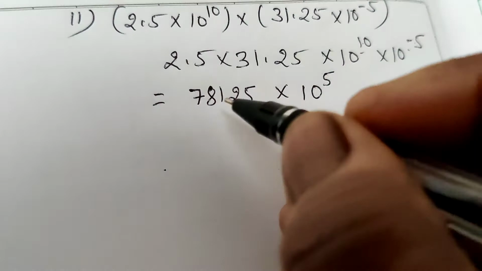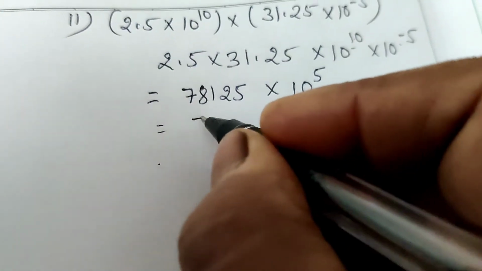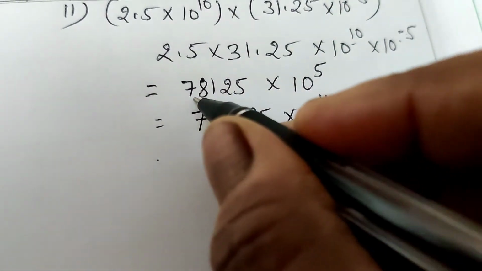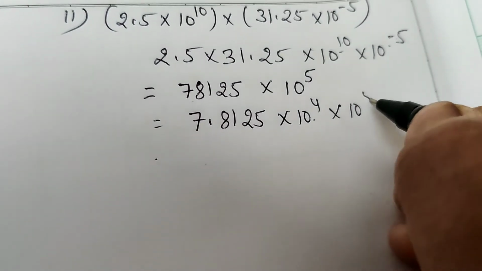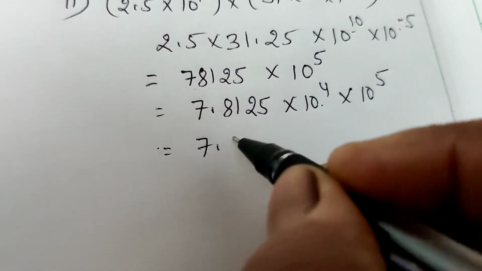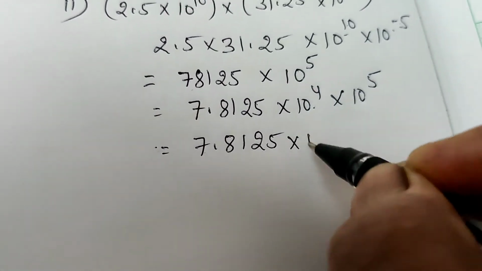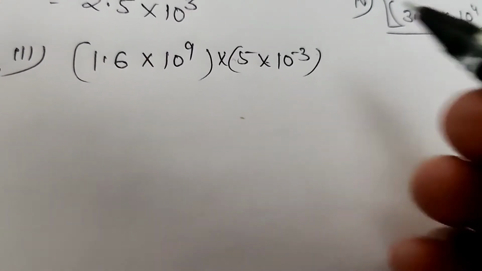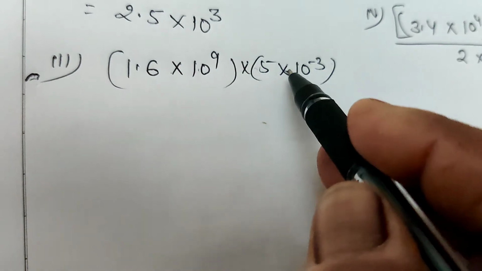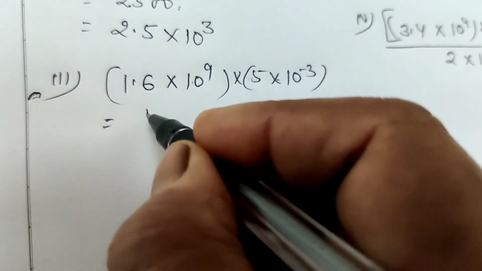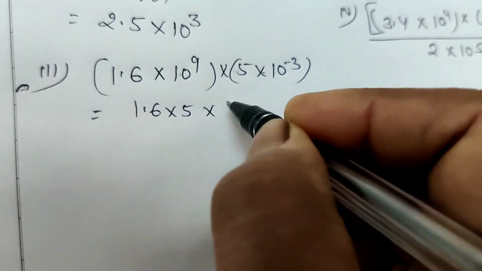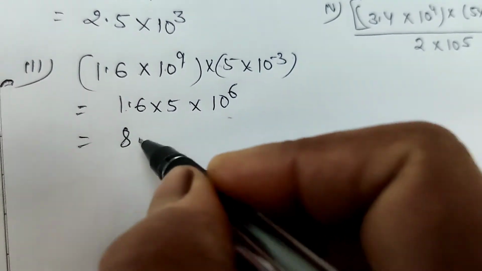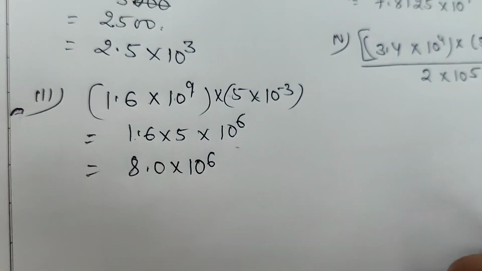Simple. And 78125 converts into the exponential form. We can write 7.8125 and 10 raised to power 4. This can be written in this form and 10 raised to power 5. 7.8125, in multiplication the powers are added, 4 plus 5. This is the answer. Now the third is 1.6 into 10 raised to power 9 into 5 into 10 raised to power minus 3. Simple: 1.6 into 5 is 8.0, and 10 raised to power 9 minus 3 is 6. 8.0 into 10 raised to power 6. This is the simple answer.